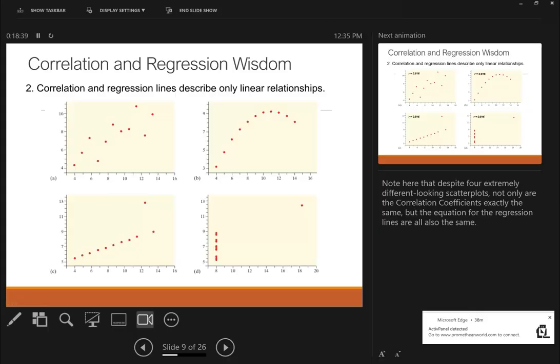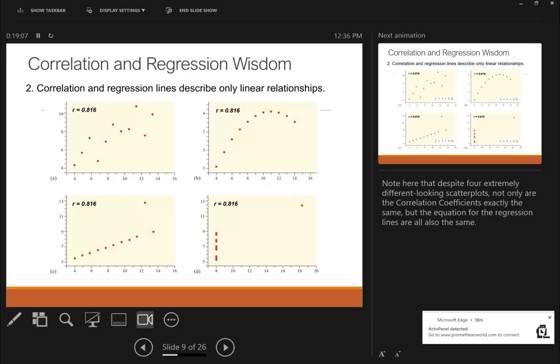And we had mentioned this earlier. So again, correlation describes only linear relationships. Look at these three scatter plots. These look quite different, right? Want to hear something surprising? They all have the exact same R value. What?